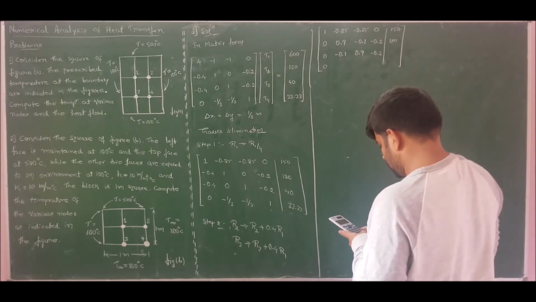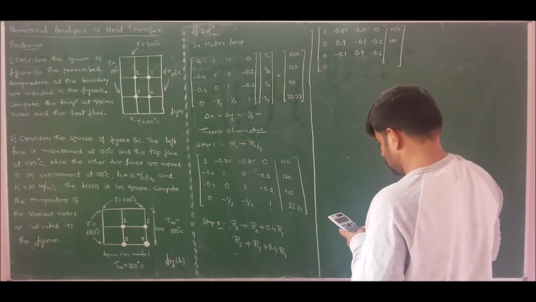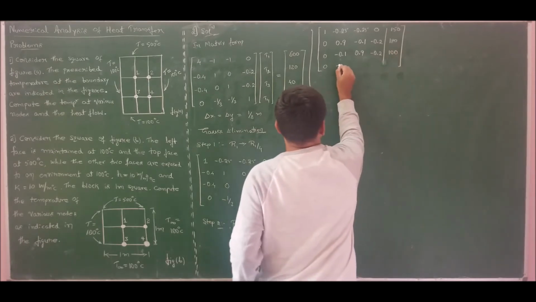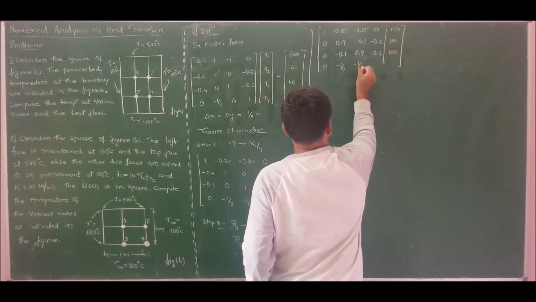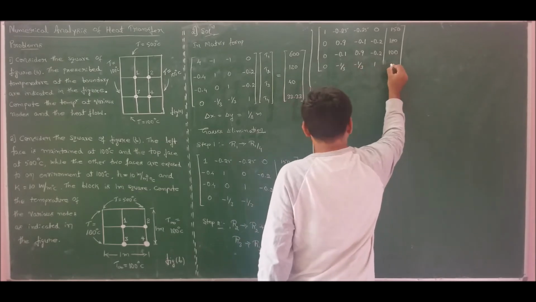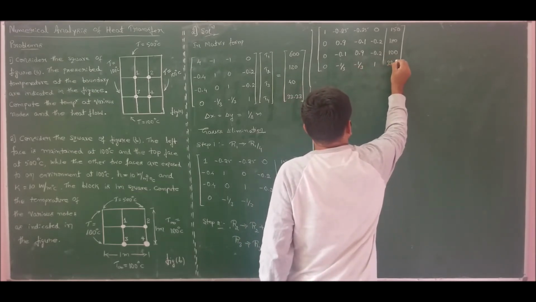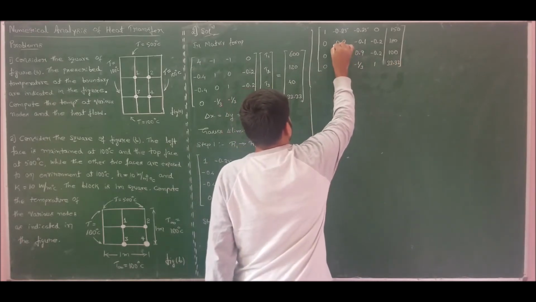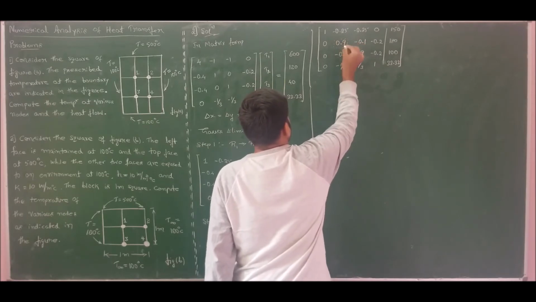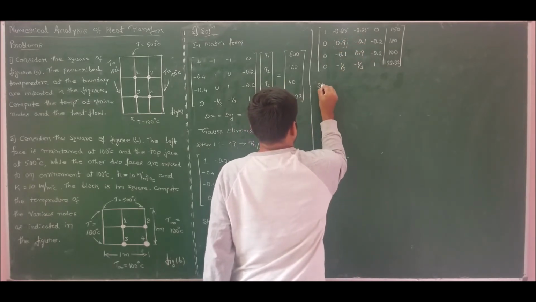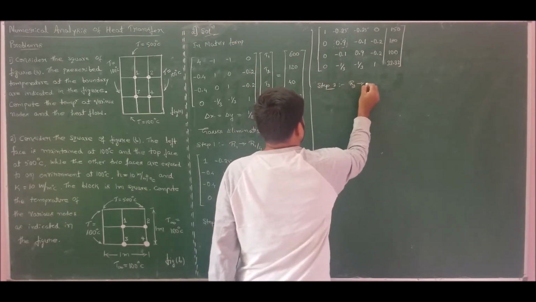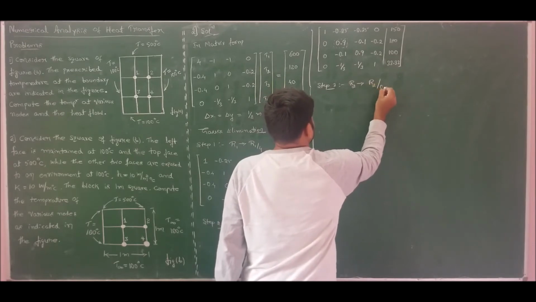40 plus 0.4 into 150, it is 100. Row 4 remains the same, which is minus 1 by 3, minus 1 by 3, 1 and 33.33. Next, in step 3, I will make this key element as 1. So therefore, in step number 3, I will make R2 tends to R2 by 0.9.